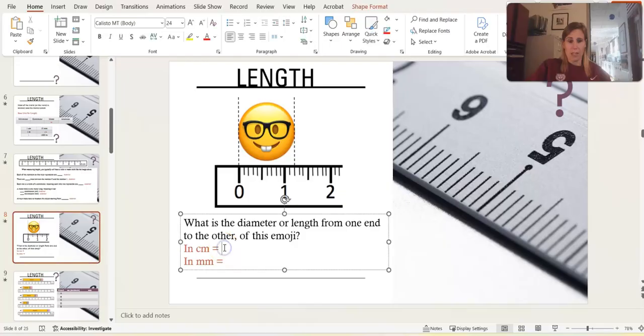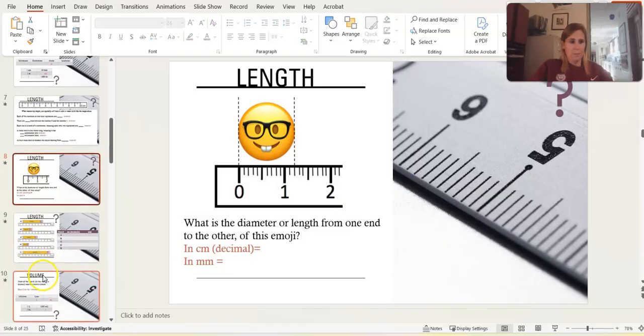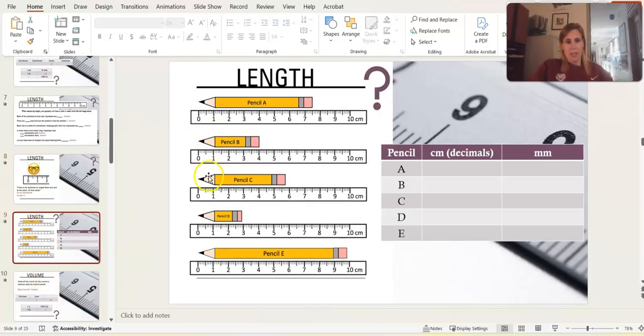So this one asks you guys in centimeters, so you're going to have a decimal there. And then how many milliliters or millimeters, so you're going to be counting the little dashes. Okay, no decimal for this one. So decimal on the first one. In fact, I'll just add that in. And then here, no decimal. Okay, this one, same thing. You guys are measuring the length.